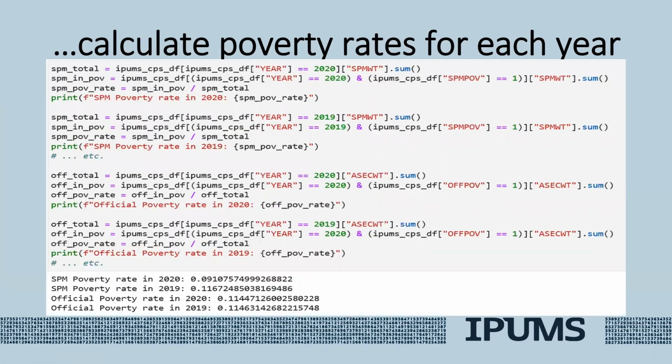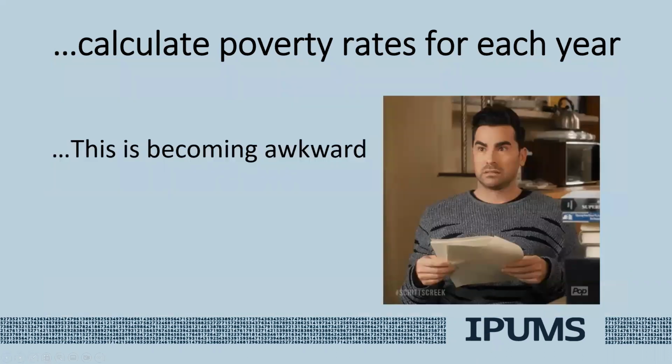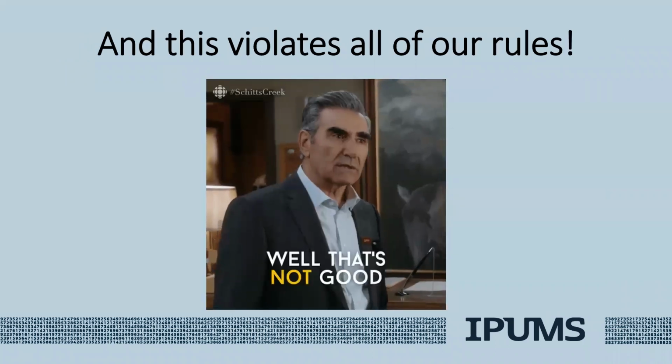And remember, we want to do this for every year in our data, which in this example is 2010 through 2021. And here we've repeated the process for 2 years. And you can already see how this is becoming awkward, right? Very cumbersome, unsustainable, if you will, right? It violates all of the rules of sustainable workflows that we just discussed.